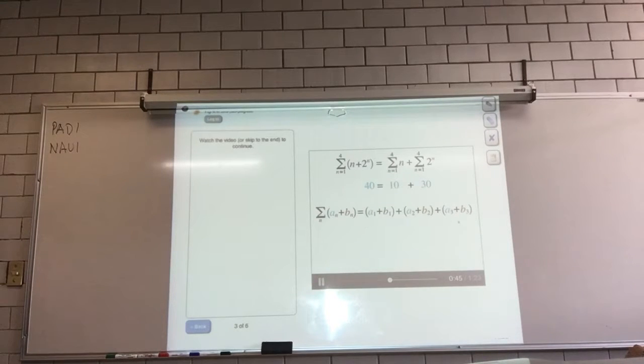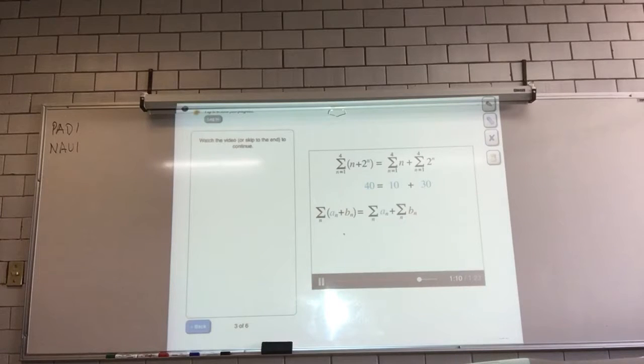We're adding them all together. Since we're adding everything together, we can get rid of the parentheses. And let's also rearrange the terms so that the a's are next to each other and the b's are next to each other. So this sum looks like the sum of the a's plus the sum of the b's. We can rewrite the sum of the a's in sigma notation, and let's do the same for the b's.